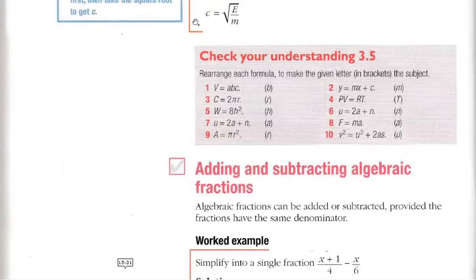Now rearrange each formula to make the given letter in brackets the subject. The first one: make b the subject. V equals abc. Make b the subject. So divide both sides by ac. A with a, c with c. So b equals v over ac.